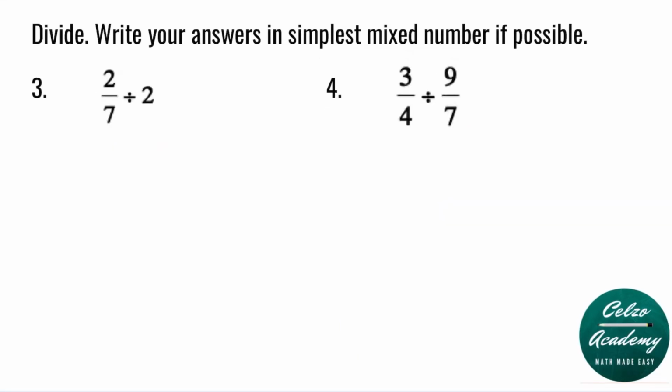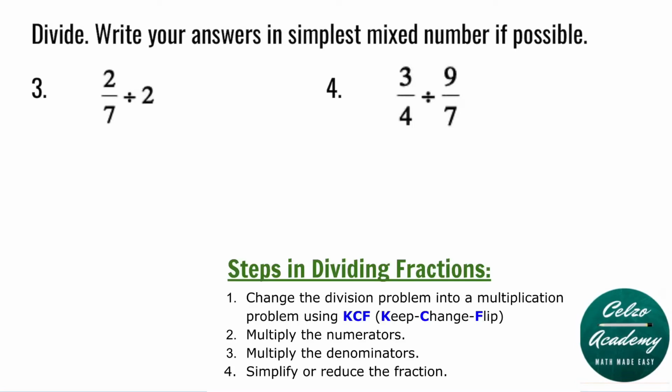Question number 3. 2/7 divided by 2. This problem is the same thing as 2 over 7 divided by 2 over 1. Step 1 is to change this into a multiplication problem using KCF. We keep the first fraction 2 over 7. We change division to times, and we flip 2 over 1 as 1 over 2.